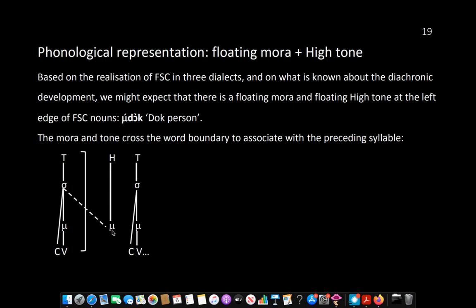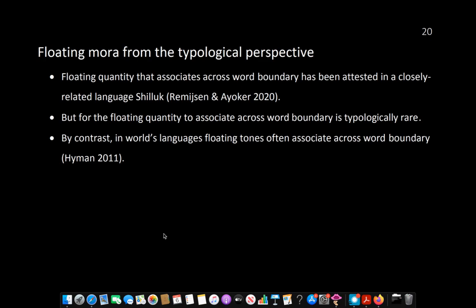Now, from the typological perspective, the ability for the floating quantity to cross word boundary is questionable. It has been attested in a closely related language, Shilluk, where the floating quantity is said to occur at the right edge of words. But in general, for the floating quantity to associate across a word boundary is rare. By contrast, in other languages, floating tones often associate across a word boundary.